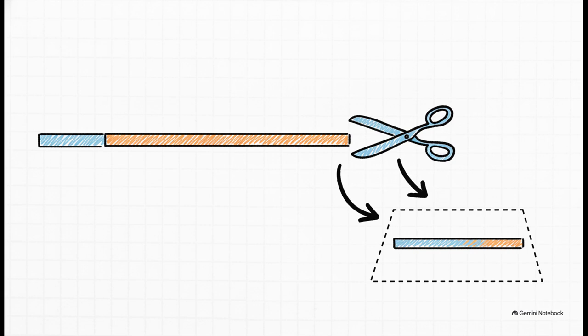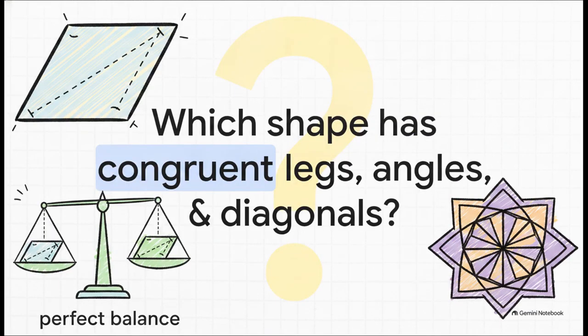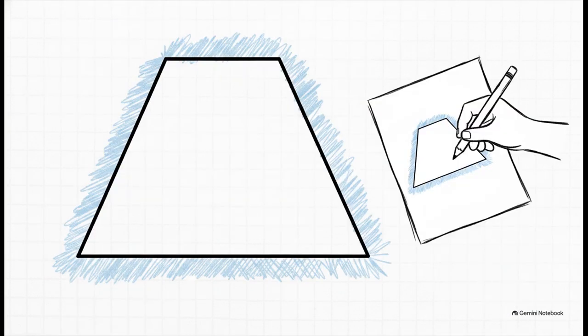Incredible job! And now for our final mix challenge. Which specific trapezoid features congruent legs, congruent base angles, and congruent diagonals? Try to combine everything we just learned about perfect balance and symmetry and tell me which shape has all of these special properties. It's the isosceles trapezoid. You have successfully closed the case on the trapezoid blueprint today.